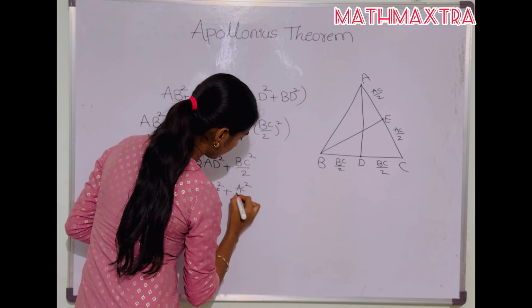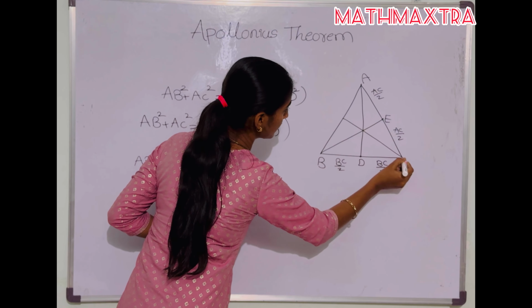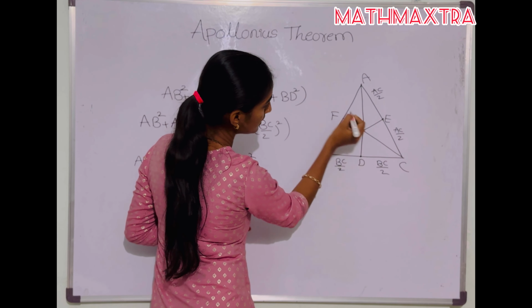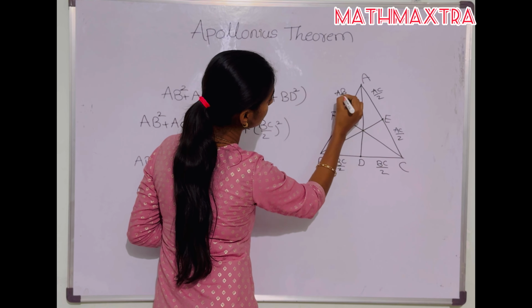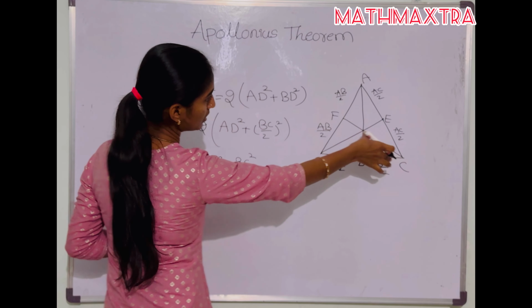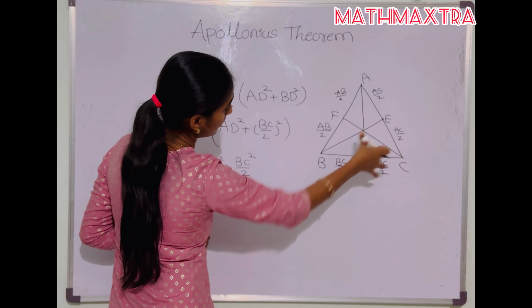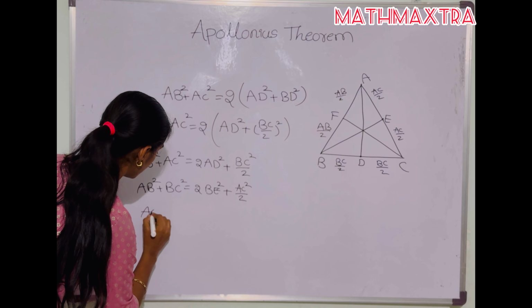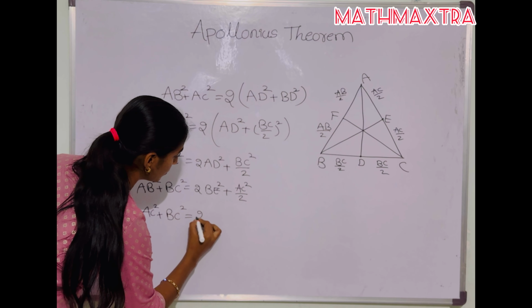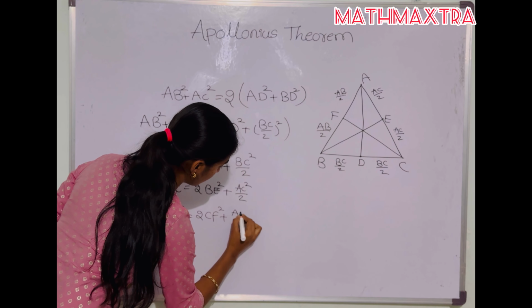And similarly, if you have another median, this is CF. It represents AB by 2, and this is also AB by 2. So if you want to consider the CF median, these two sides, AC square plus BC square, is equal to twice CF square, where CF is the median, plus AB square by 2.